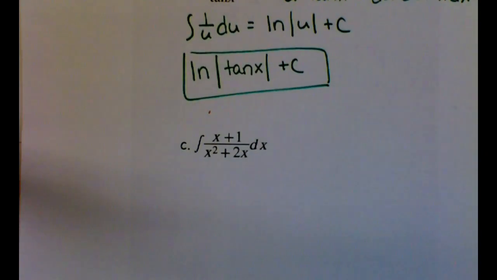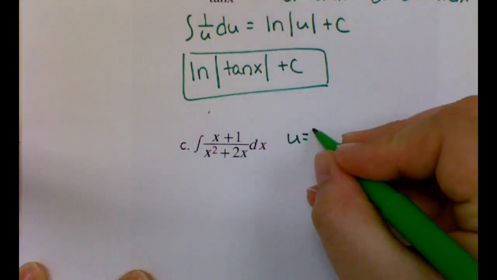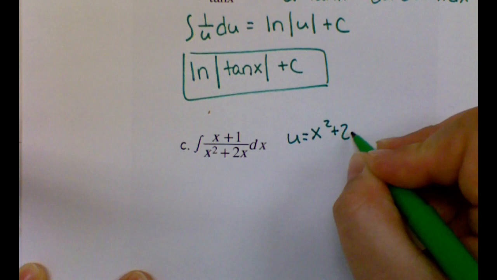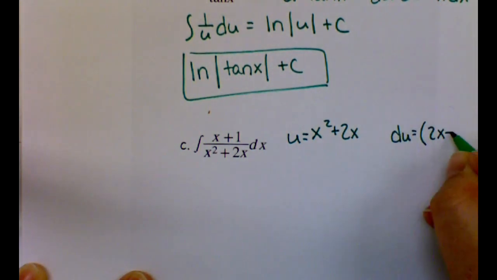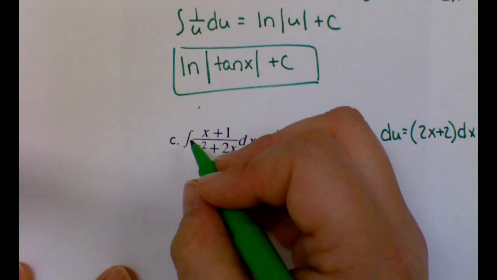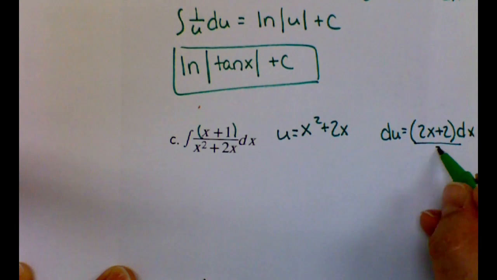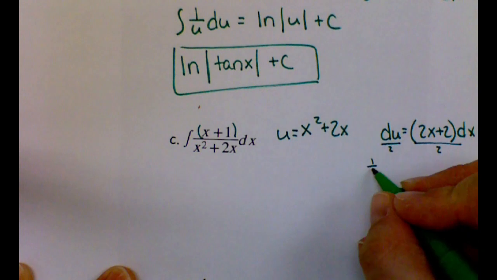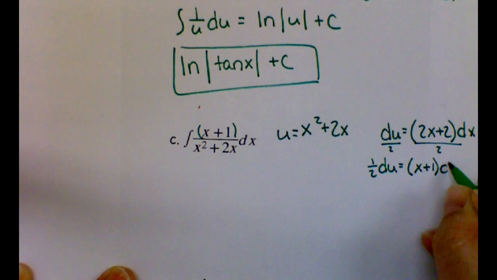All right, part C. This one looks a bit trickier, but I see a fraction that I can't really get rid of, so I'm going to use u substitution. U will be my denominator, x squared plus 2x, which means du is 2x plus 2 dx. Problem here is that we have x plus 1, not 2x plus 2. I can divide that whole thing by 2 though. I get 1/2 du equals x plus 1 dx.